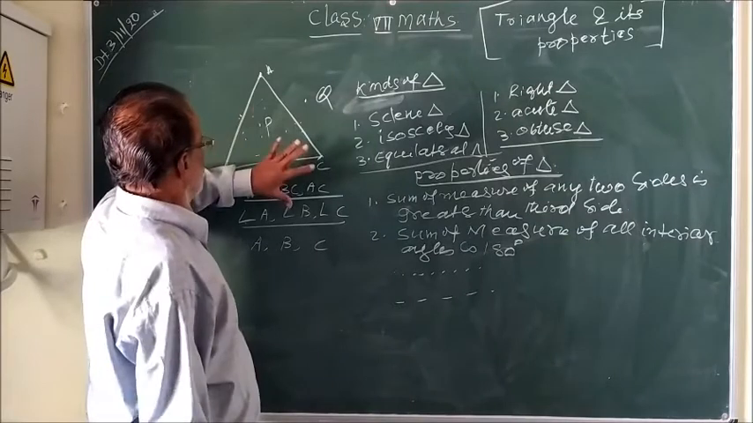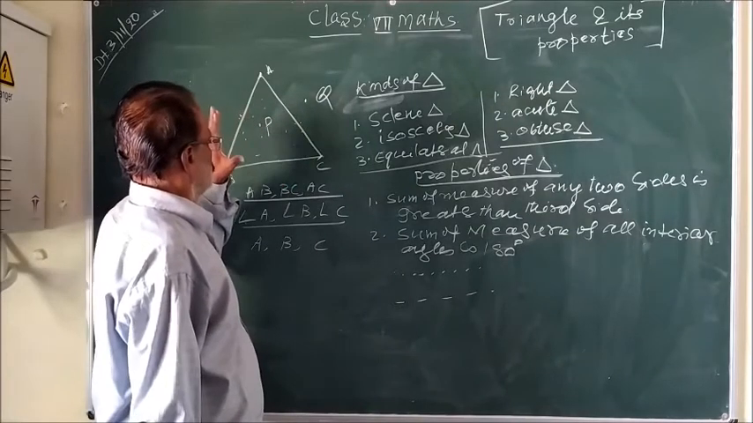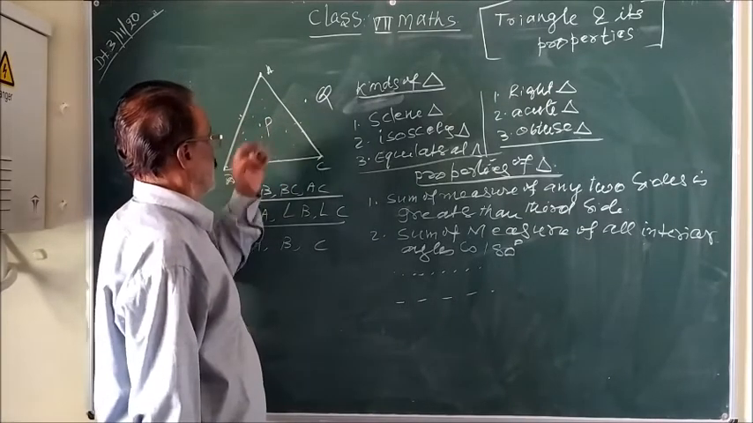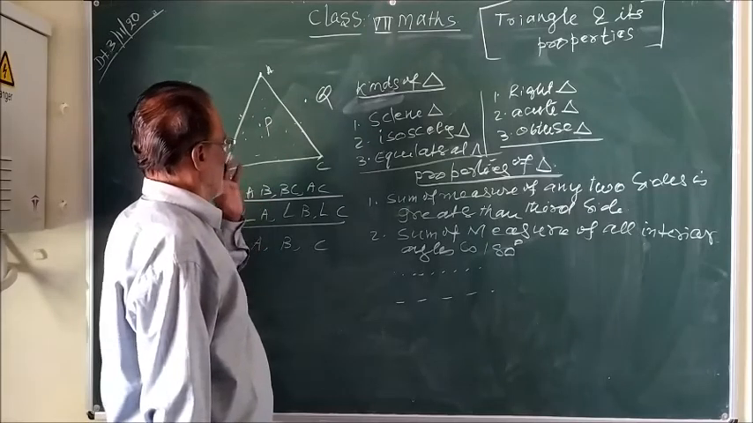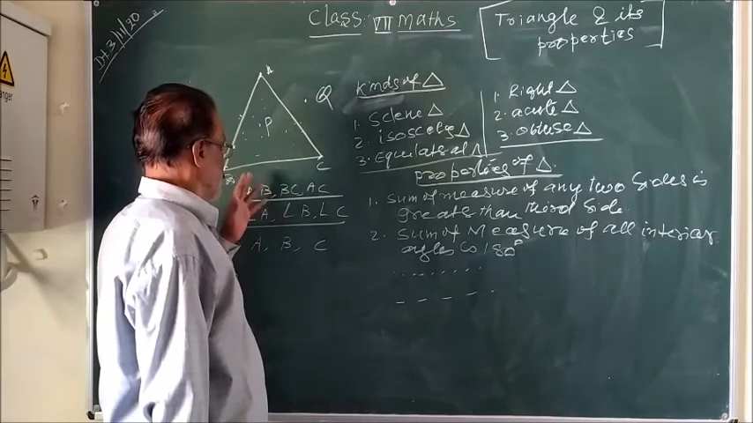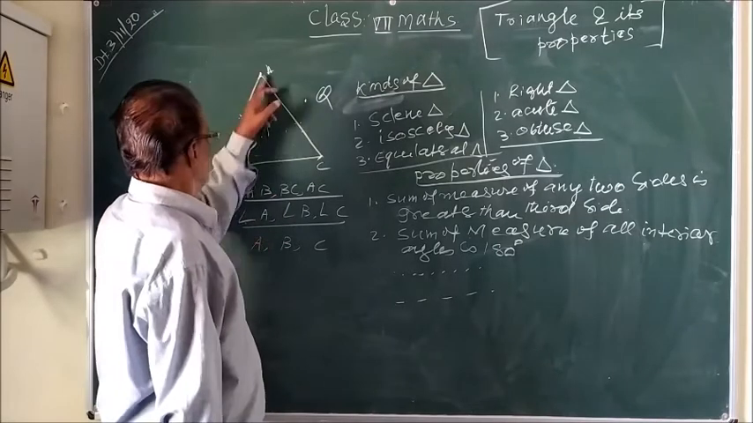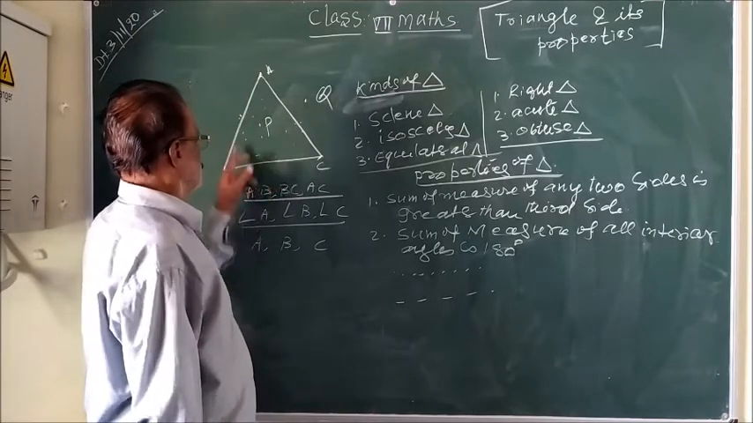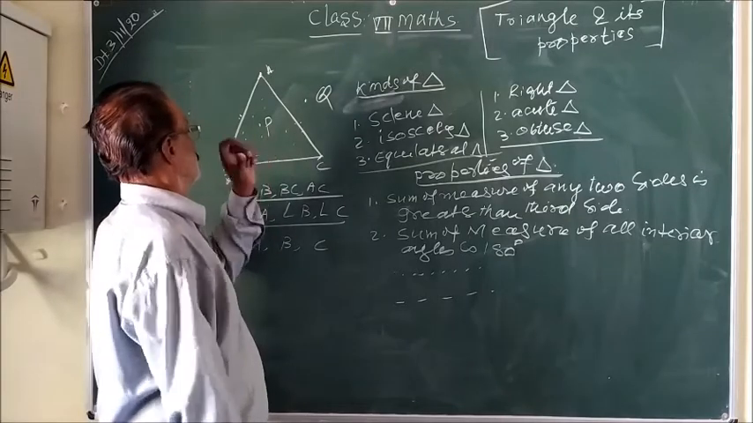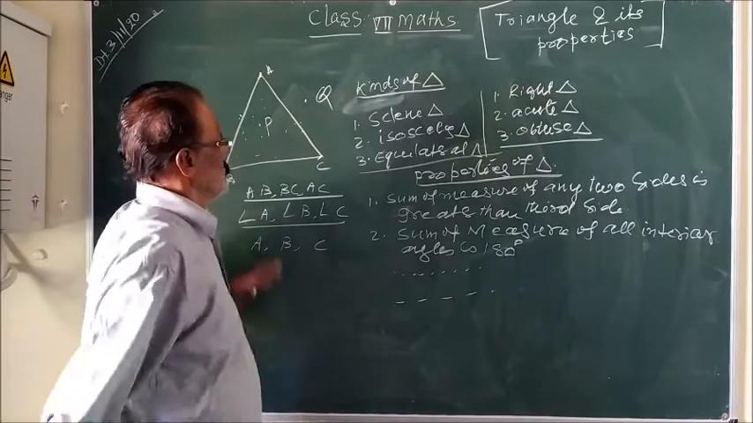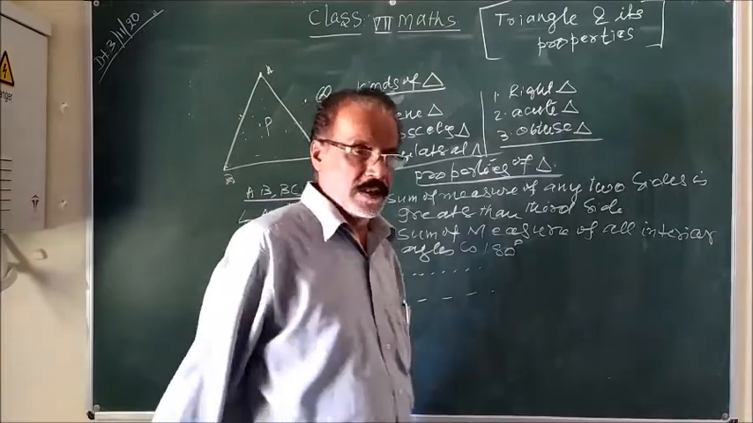So these are some terms in a triangle, and there are 6 elements, angles and sides, and these are the vertices. Putting all of these together we call it the triangular region. So this is the definition of a triangle.